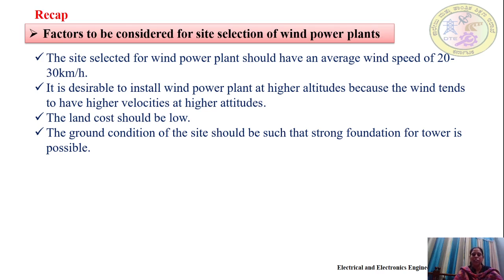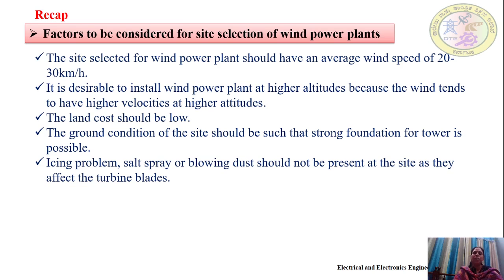Next we will come to know what is nacelle, where everything is placed upon the tower. That is, nacelle includes generator, gearbox, yaw mechanism, everything is placed upon the tower. Icing problem, salt spray or blowing dust should not be present at the site as they affect the turbine blades.